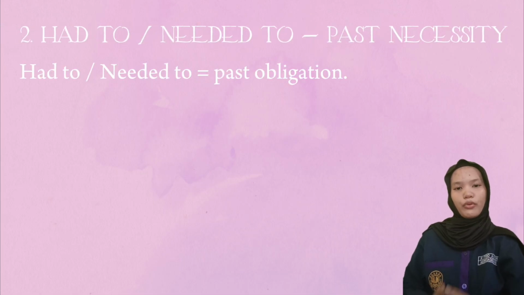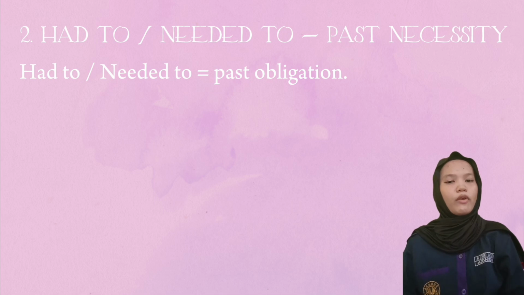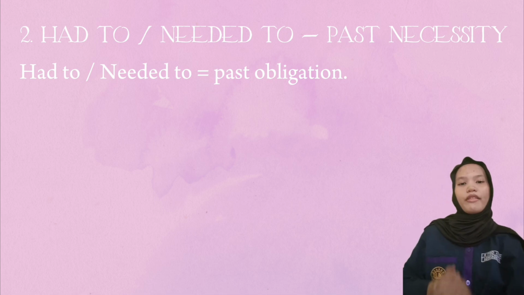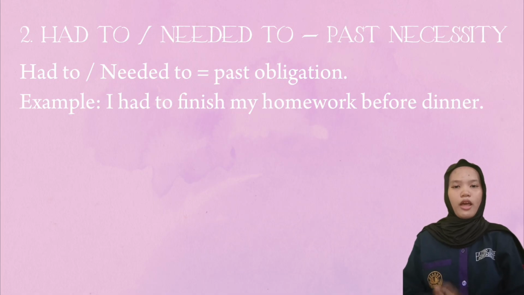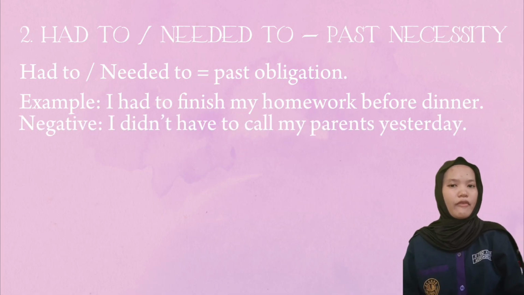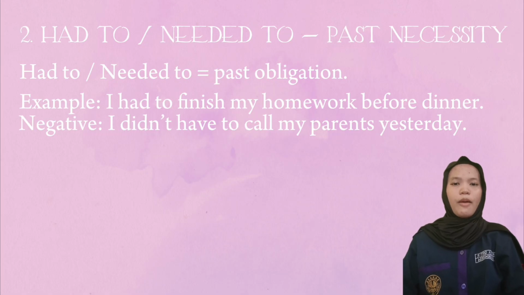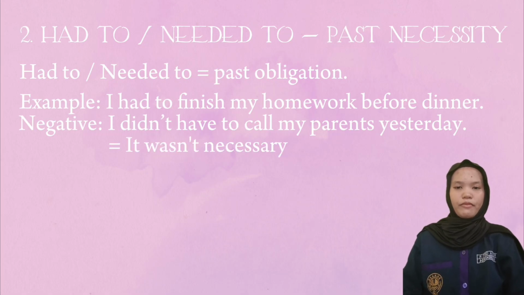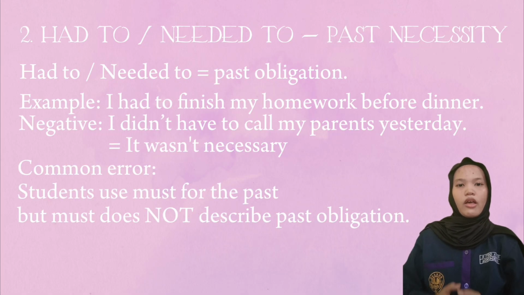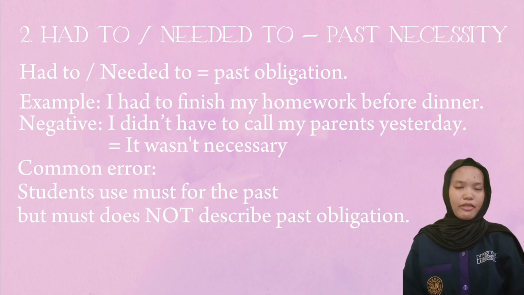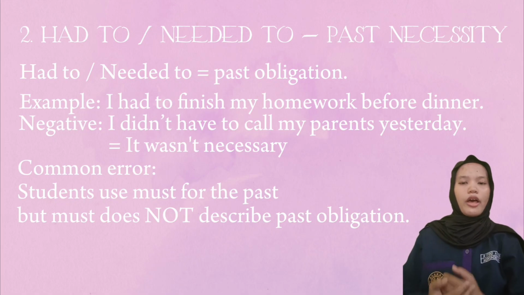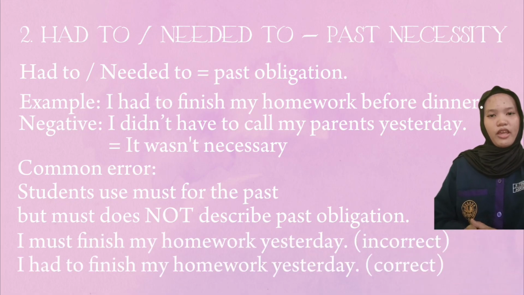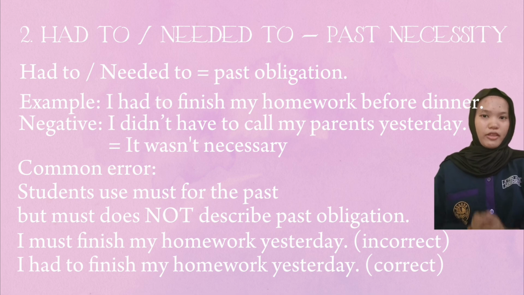We use had to or needed to when something was necessary in the past. For example, I had to finish my homework before dinner. And the negative form is, I didn't have to call my parents yesterday. It means it wasn't necessary. Here is the common error. Students use must for the past, but must does not describe past obligation. I must finish my homework yesterday is incorrect. The correct one is, I had to finish my homework yesterday.